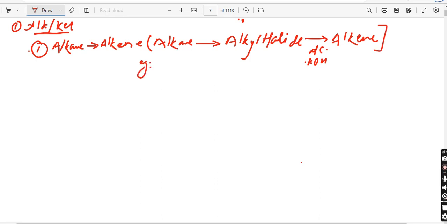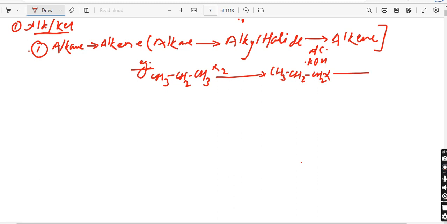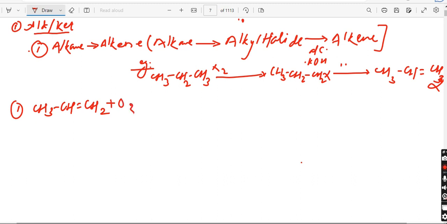For example, let's take CH3CH2CH3, then we reacted X2, this was converted to CH3CH2CH2X, and when we used alcoholic KOH over here, this gave CH3CH=CH2, okay. Now from here, this is CH3CH=CH2. From here we would like to prepare aldehyde, okay?